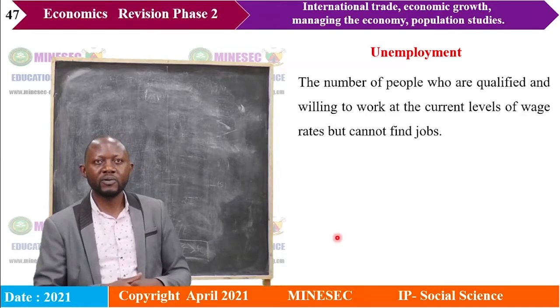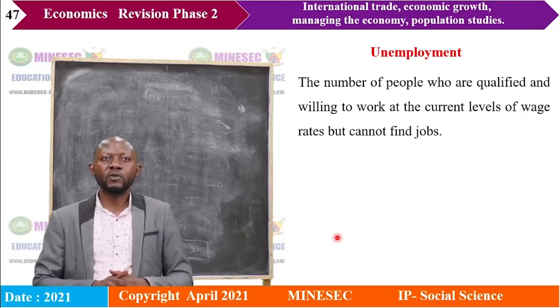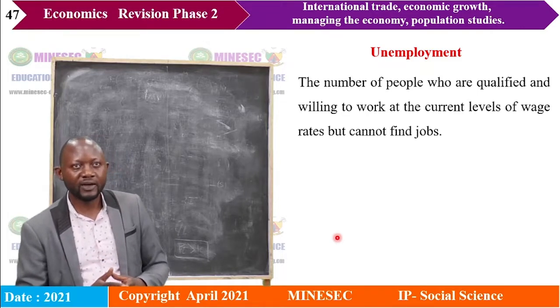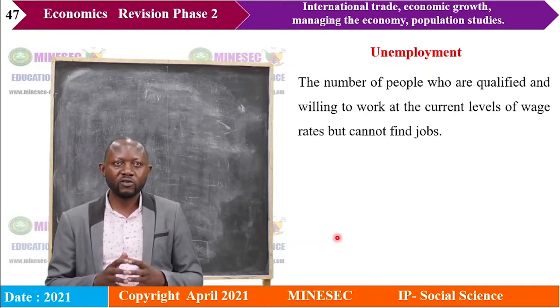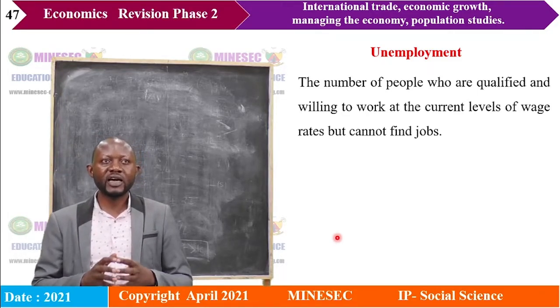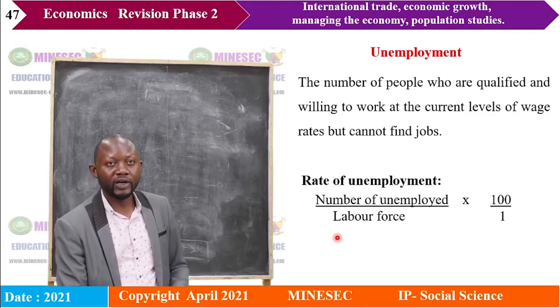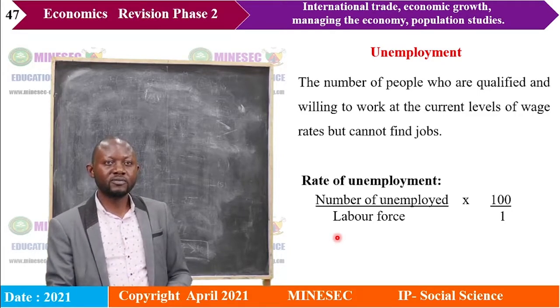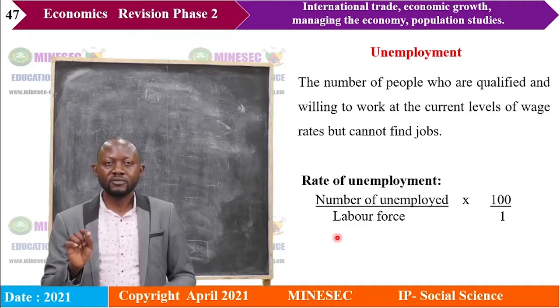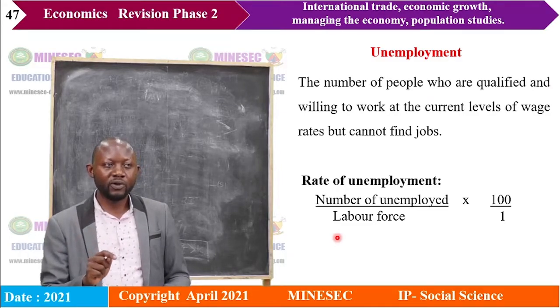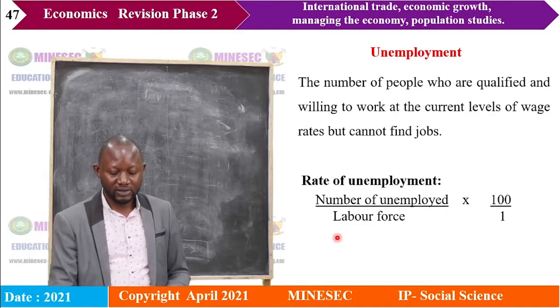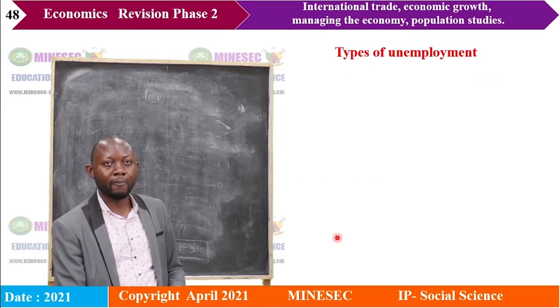Now, let's go to unemployment. Let's talk about managing the economy. Unemployment is the number of people who are qualified and willing to work at the current levels of wage rates but cannot find jobs. The rate of unemployment is calculated as the number of unemployed over the labor force, times 100 over 1.